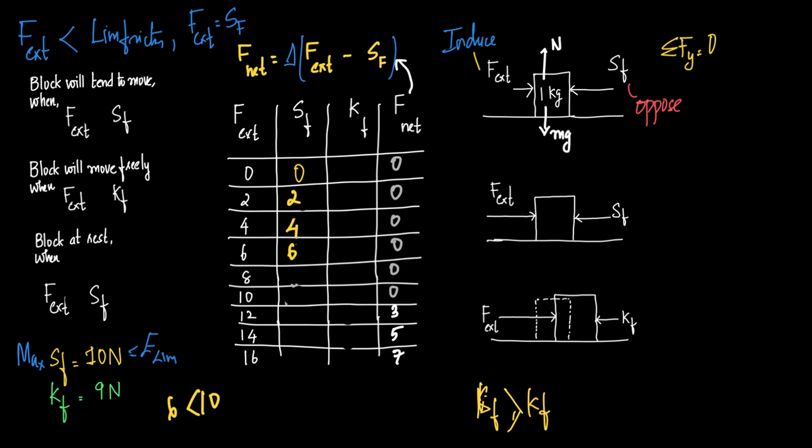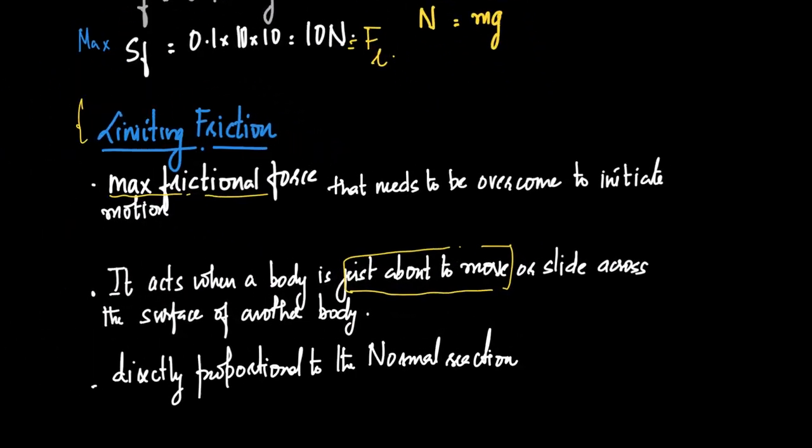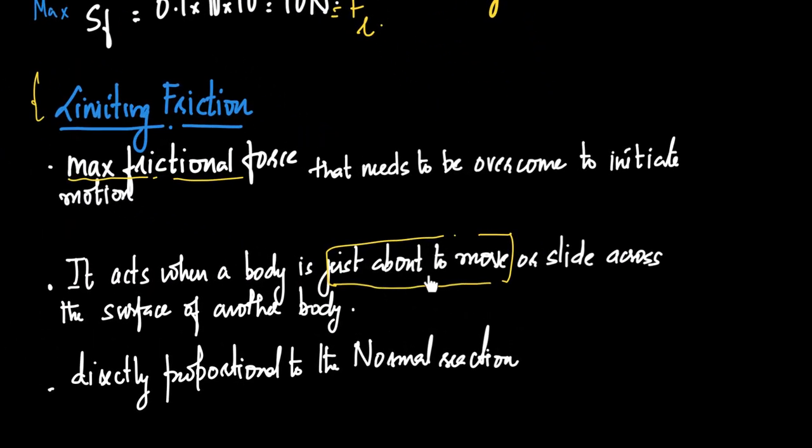For 8 newton, again you'll get the static friction to be 8, and therefore the net force will be equal to 0. Now, when static friction is equal to the maximum value, then although the net force here is 0, the body will tend to move. Why so? That is what we were discussing at the very first. The body is just about to move or slide when the maximum value of frictional force is attained.